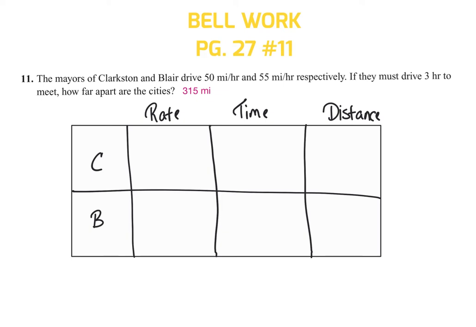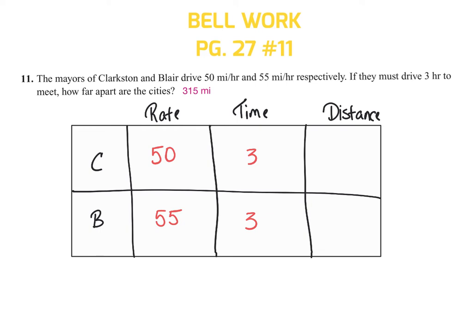So this is how you would want to set this particular problem up. All right, and then I'm just going to fill in what I know. I know the rate. They actually tell me the rate. How fast was the mayor of Clarkston driving? 50. How fast was the mayor of Blair driving? 55. How long did they drive? 3 hours. This is rather simple, right? You don't have variables, do you? Other than the final one.